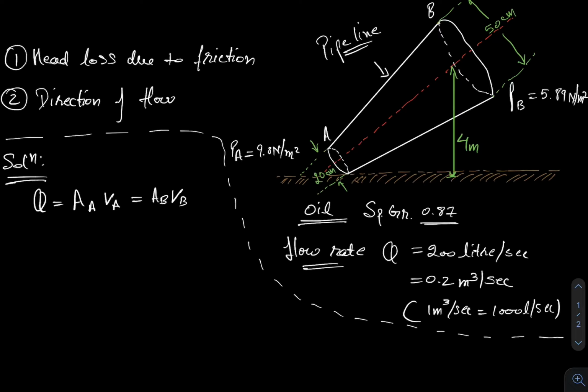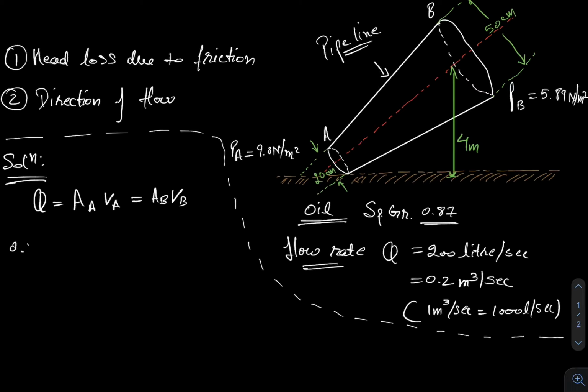Okay, so my flow rate will be equal to AA into VA for point A and AB into VB for point B. Now I can calculate the cross-section area for both the sides, right? So first of all, let's calculate VA. How can I calculate VA? I will simply put the equation.